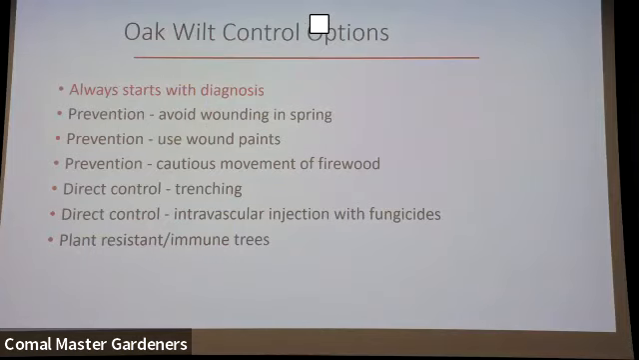Let's see. Okay, so let's talk about control. How we doing? Let me just get out of here. Okay, always starts with diagnosis.